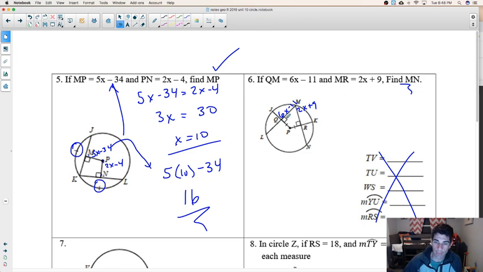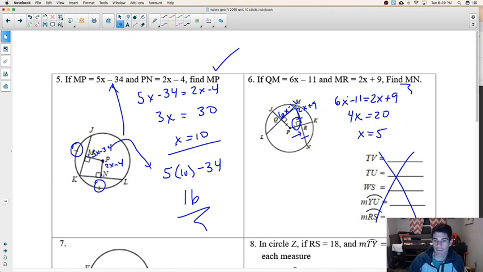So what you have to do is take a look. Well, they're giving me this distance here and this distance there. Because of what they're telling me here, equidistant from the center to the chord and you're perpendicular, that means that these guys bisect. So that means that 6x minus 11 is going to be equal to 2x plus 9. Then we can go ahead and do some math. 4x is equal to 20. x is equal to 5.